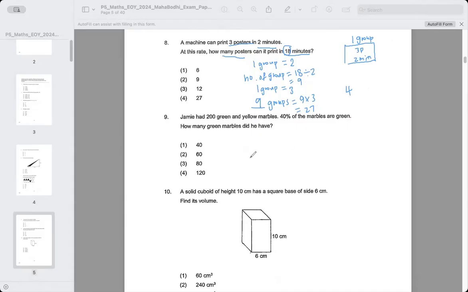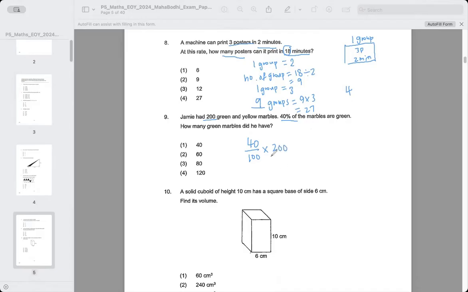Okay, question 9. Jamie had 200 green and yellow marbles. 40% of the marbles are green. How many green marbles did he have? So the total is 200. 40% are green. So to find the green marbles, 40%, I'll write it as 40 out of 100, of 200. The "of" you change to a times. Then the 200, just leave it like that.